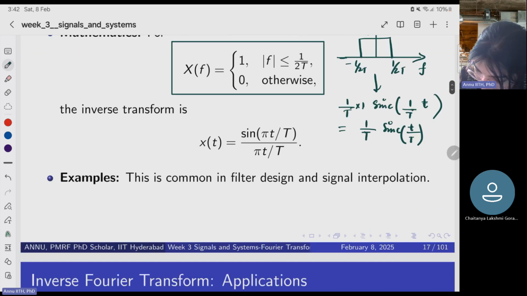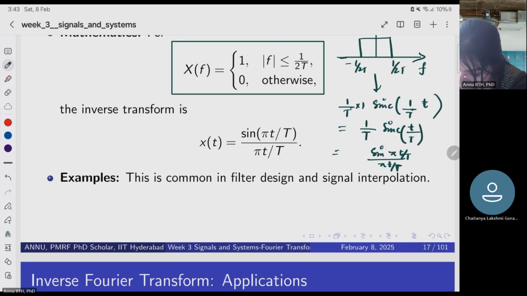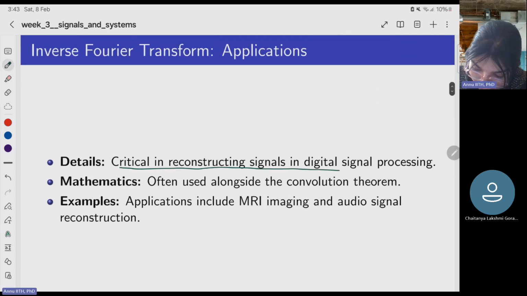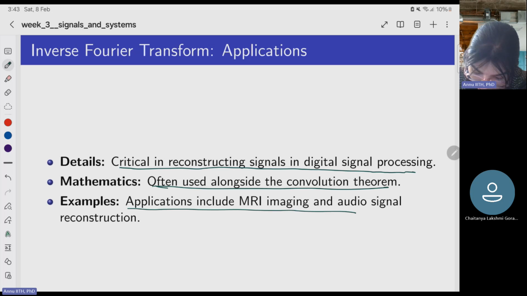And if you want to write it in the pi domain, it is nothing but sin pi t by t. If you want to write in this term, then this will go to 1 by t here. This is a formula terminology. It is critical in reconstructing the signal in digital signal processing. It's often used alongside the convolution theorem. Applications include MRI imaging and audio signal reconstruction.